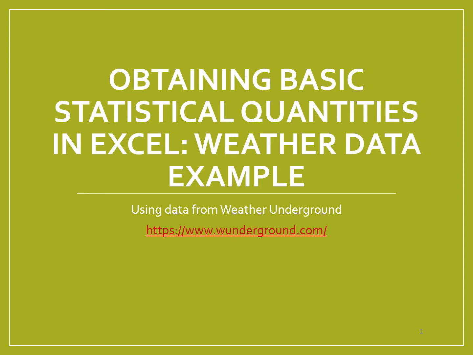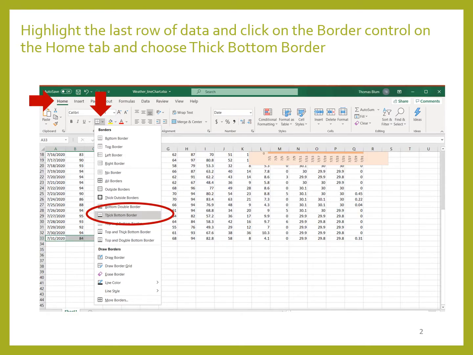In a previous presentation, we got some data from the Weather Underground site. My example was from Philadelphia from July of 2020. And from that, we made a line chart. In this presentation, we are going to use the same data to obtain some basic statistical quantities: average, standard deviation, and so on. I'm going to put the statistical quantities under the data.